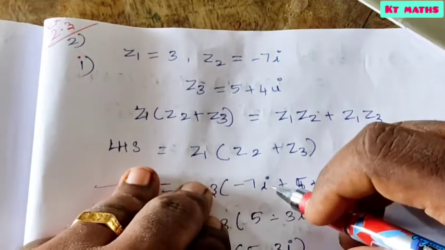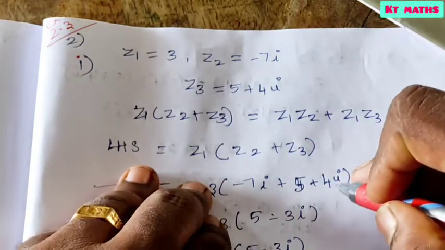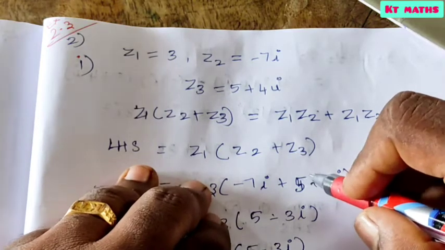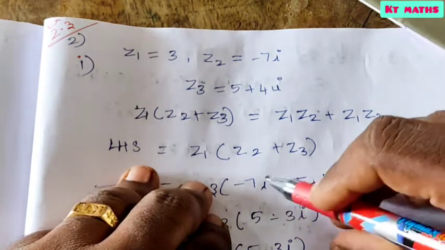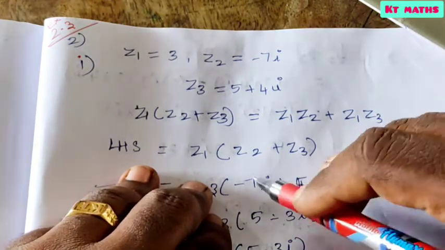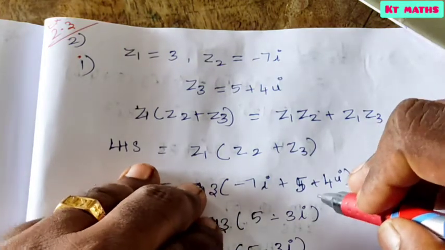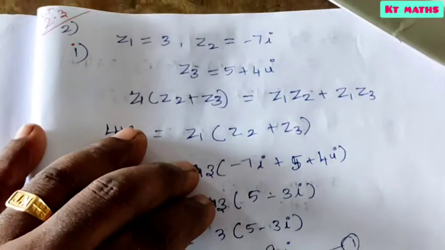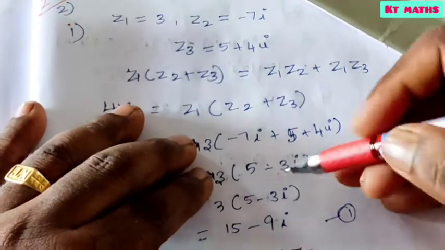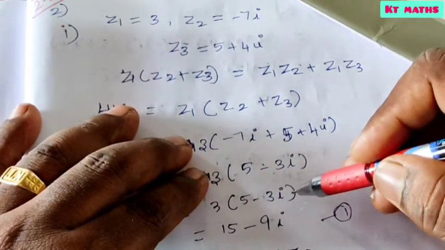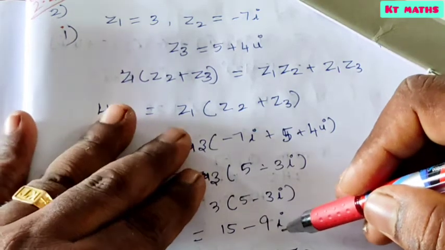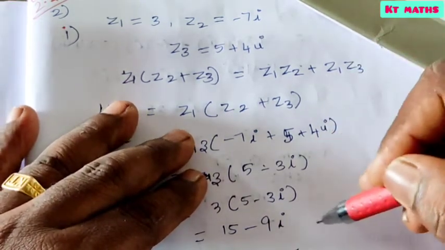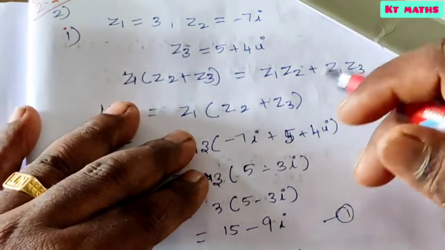So 3 into (minus 7i plus 5 plus 4i). The 5, the real number, stays as it is. The imaginary part is 4i minus 7i, which is minus 3i. So 3 into (5 minus 3i). Multiplying by 3, 3 into 5 is 15, and 3 into minus 3i is minus 9i. So which is equation number 1.